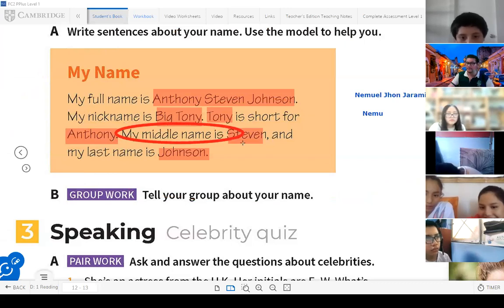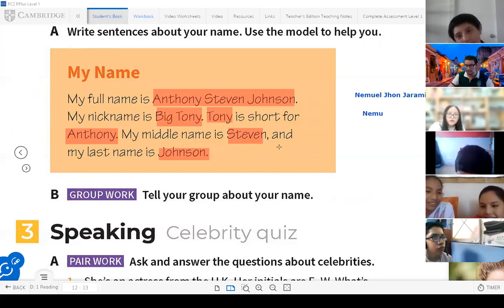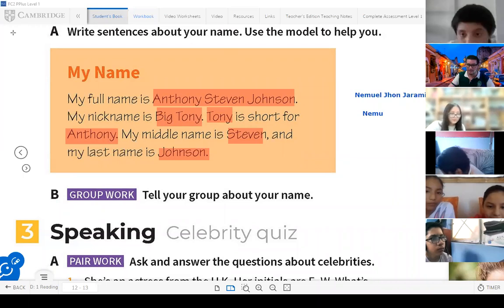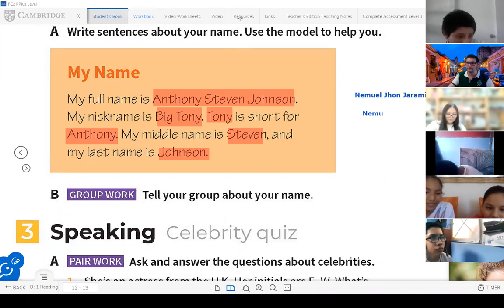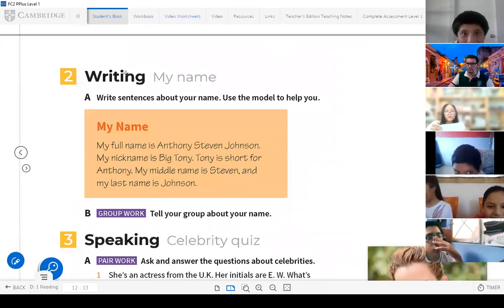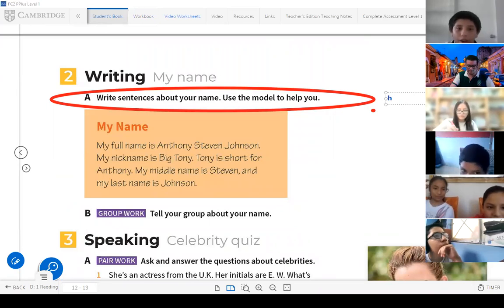Then my middle name is... Su middle name, si lo tienen, pero si no tienen middle name, dirán, pues, I don't have a middle name, ¿no? Y luego, and my last name is Johnson, ¿ya? Eso lo van a escribir en una hojita, le van a tomar una fotito y lo van a subir a su plataforma virtual juntamente con las demás actividades que les voy a dejar dentro de un momento. ¿Ok? Entonces, ustedes pueden escribir aquí, homework, si desean. Enciérrenlo en un círculo y pongan aquí homework, para que sepan que esto es su tareita.